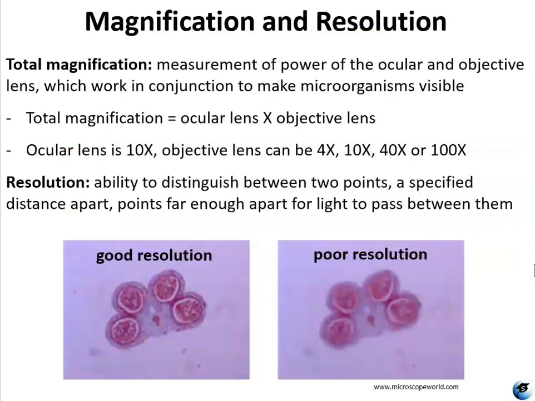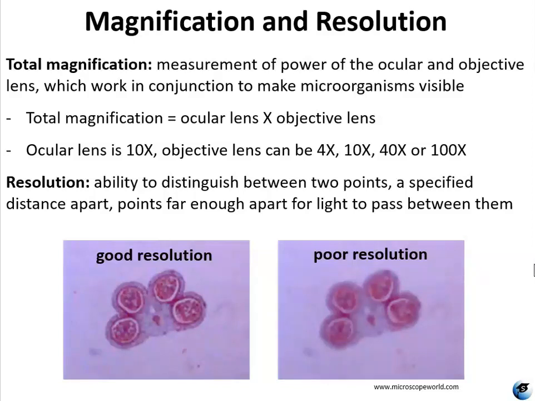As for magnification, you need to understand that magnification and resolution are different things, but they do work in conjunction. So your magnification is measured by the ocular lens magnification multiplied by the objective lens. So total magnification equals ocular times objective. Most ocular lenses are going to be 10x. The ones I use in my on-site lab are all going to be 10x. And the objective lenses are the ones that change. So those are the ones that are on the nose piece and you can rotate.